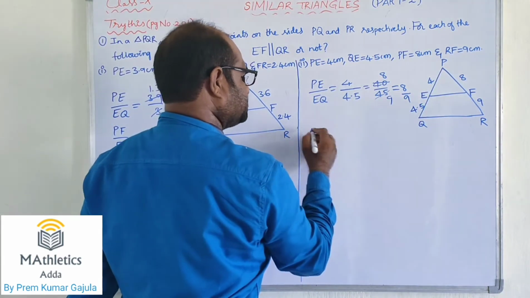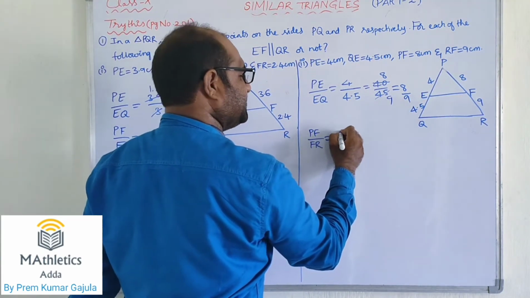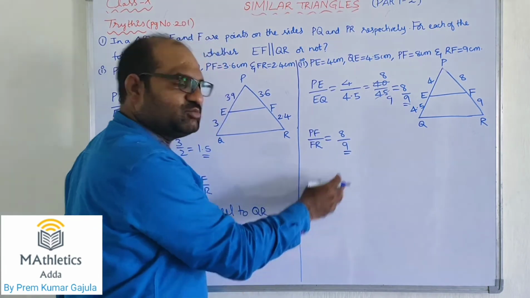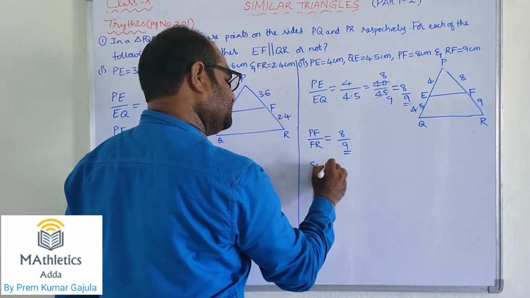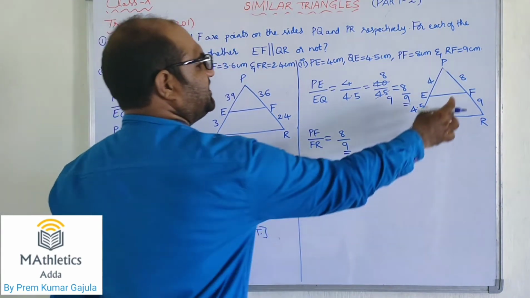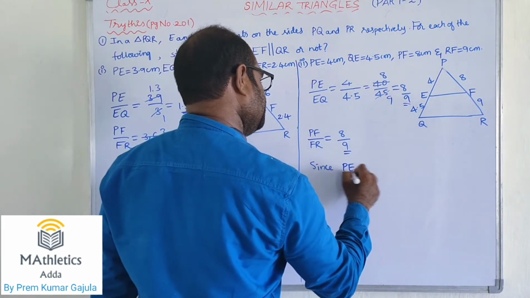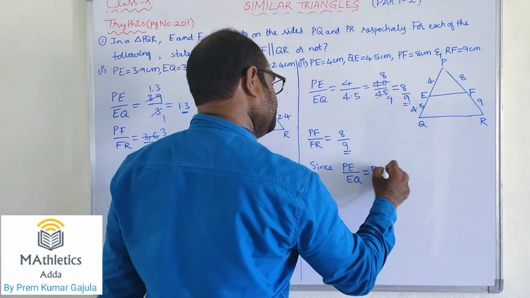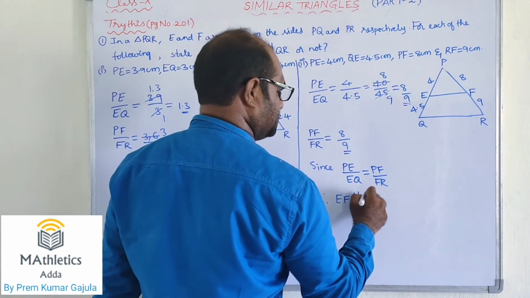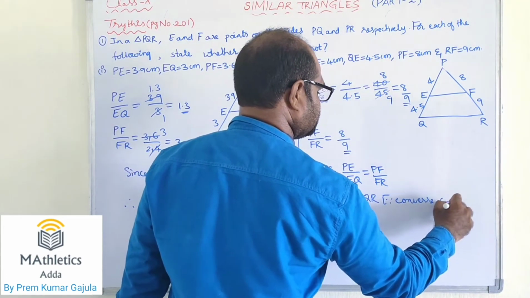So now let us take another ratio, that is PF by FR. So PF is given as 8 and FR is given as 9. So here also we have got 8 by 9 and here also we have got 8 by 9. So both ratios are equal. So here what we can say, if the ratios in which this EF divides PQ and QR are equal, then we say that EF is parallel to QR by using the converse of the BPT theorem. So since PE by EQ is equal to PF by FR, therefore EF is parallel to QR from the converse of BPT.